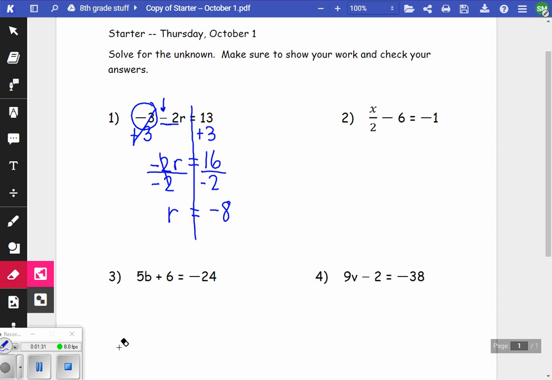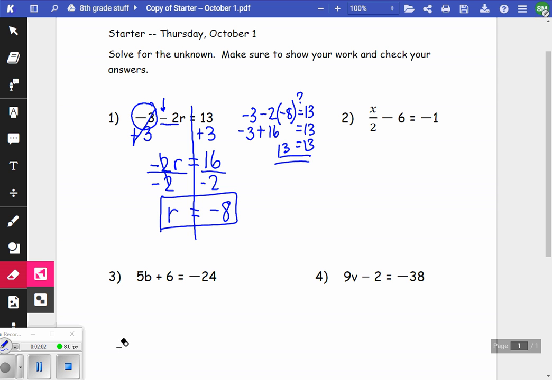So -8. I'm going to quickly check my answer over here. -3 minus 2 times -8, and I'm hoping that equals 13. -2 times -8 is positive 16. I hope that equals 13. 16 minus 3 is 13, which does equal 13. So I know that that is the correct answer.